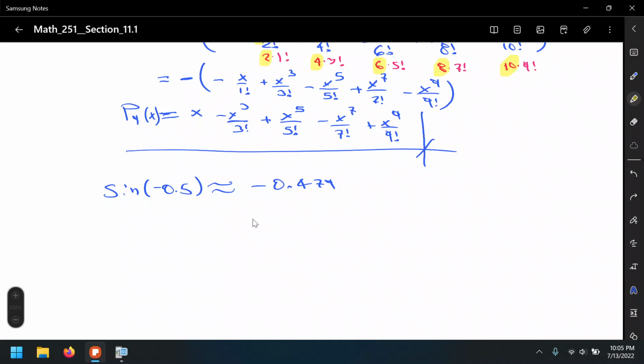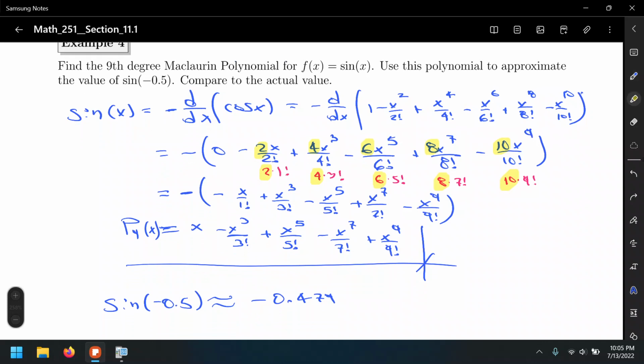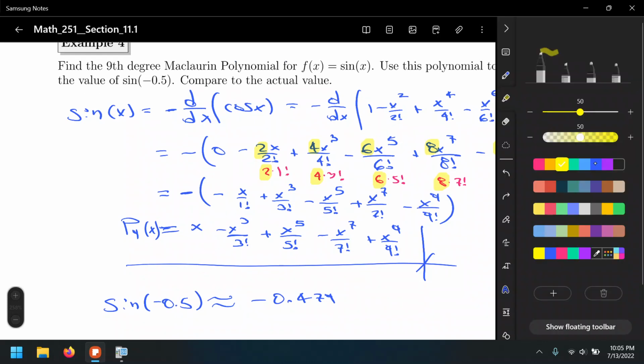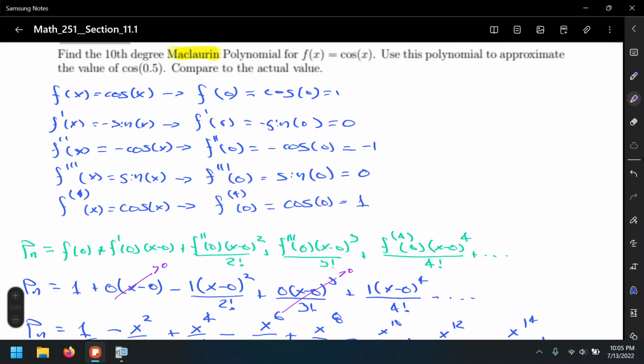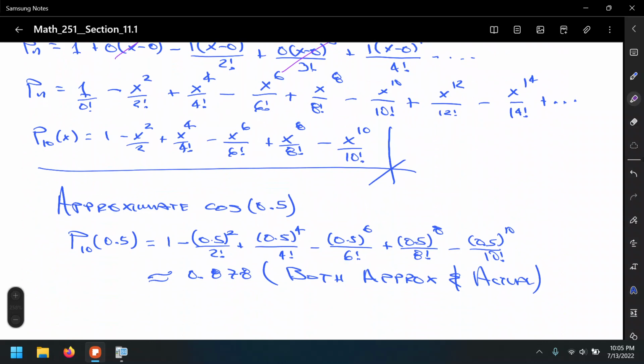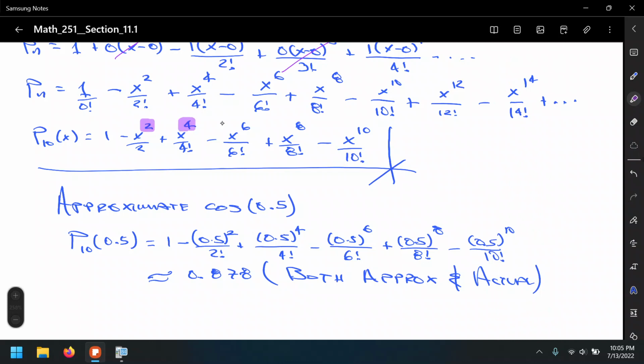One thing you might have realized here is how the polynomial for sine, let me highlight using different colors, has all the odd powers right here: 1, 3, 5, 7, 9, and the same for the factorials. In comparison, for the cosine function we got 2, 4, 6, 8, 10, and the same for the factorials.